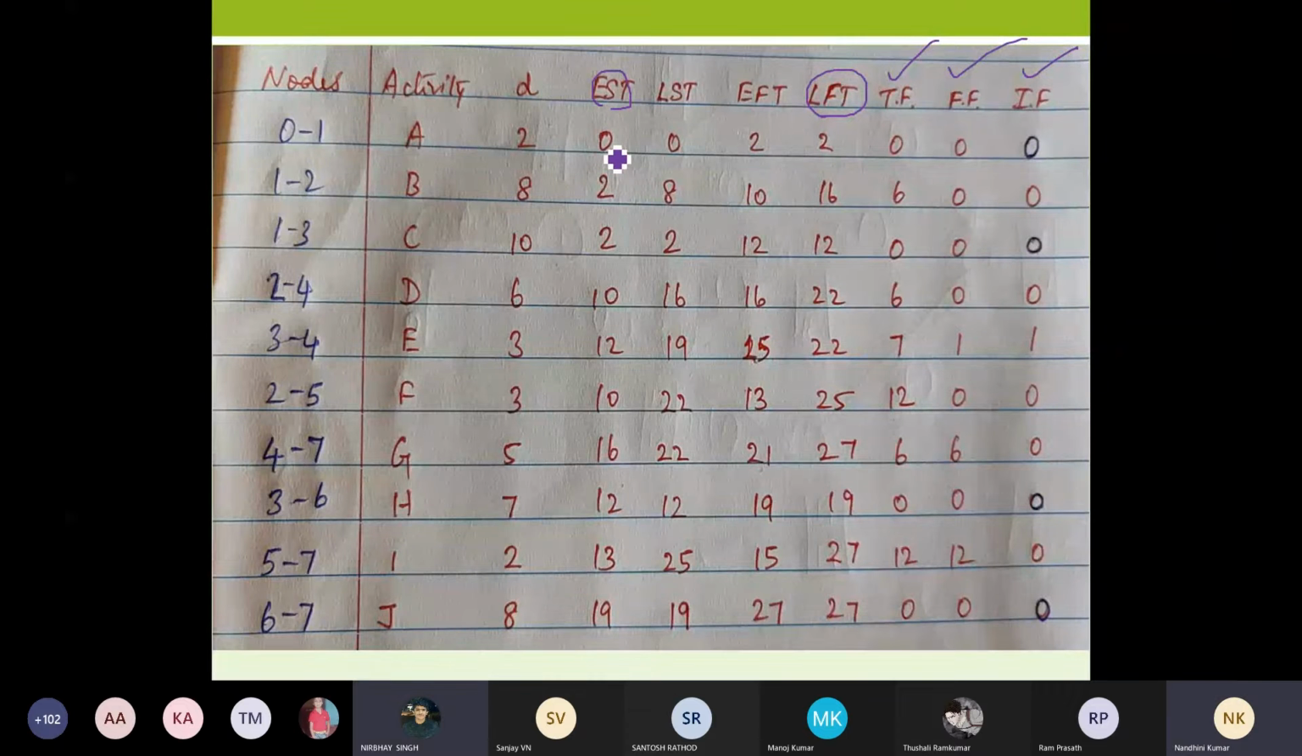Ma'am, while I calculate this independent float, I got negative values for two activities, 2 to 4 and 2 to 5. So we need to exclude that and write 0 there. Yeah, definitely. Your float cannot go negative. So in that situation, you have to ignore the negative and write it as 0. Okay, ma'am.